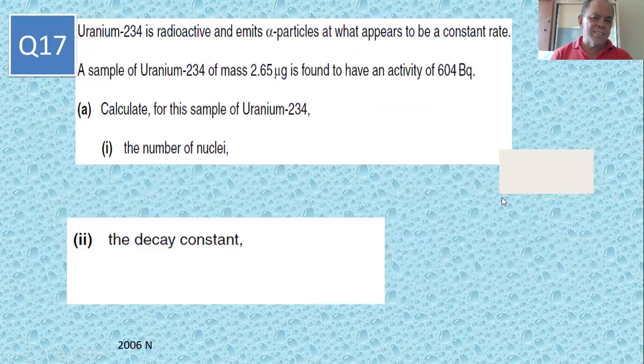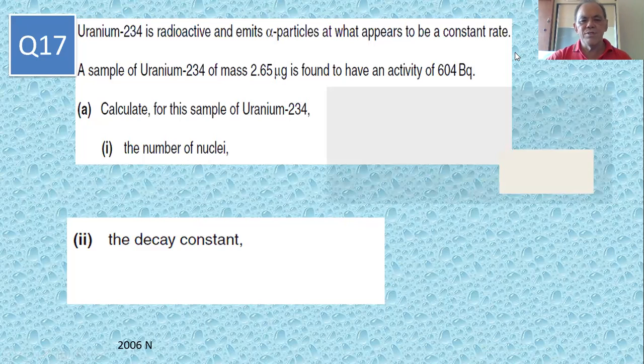Okay, let's go to the next question, 17. Uranium-234 is radioactive and emits alpha particles at what appears to be a constant rate. A sample of uranium-234 of mass 2.65 microgram is found to have an activity of 604 becquerel. Calculate for the sample of uranium-234 the number of nuclei.